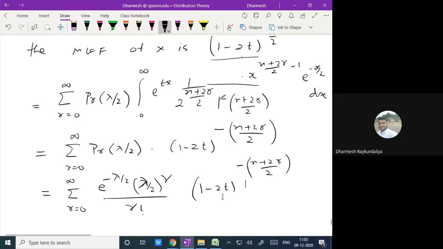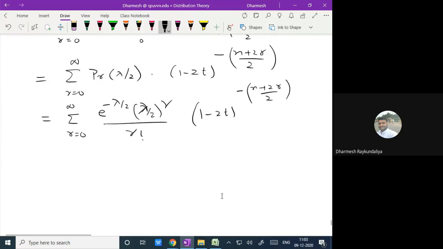So what will you write? This is just take the common (1 - 2t) raised to minus n by 2. You can just take the common, and you can also take the common as e raised to minus lambda by 2. Okay, if you take this as a common, what will you get?